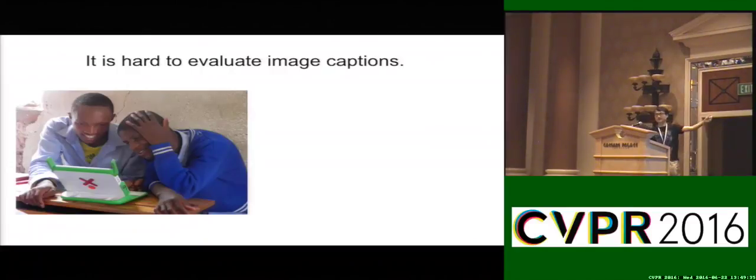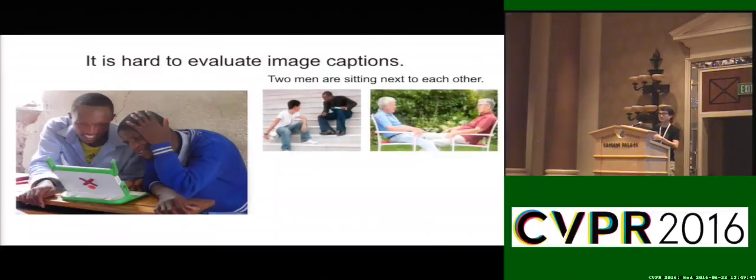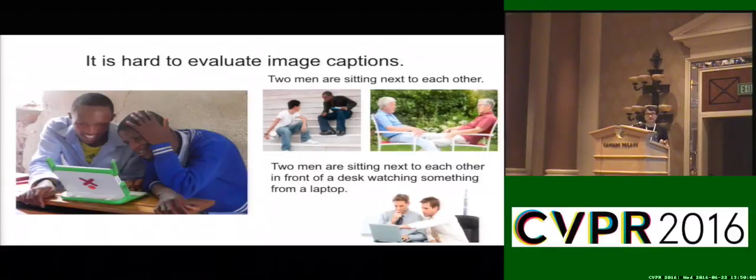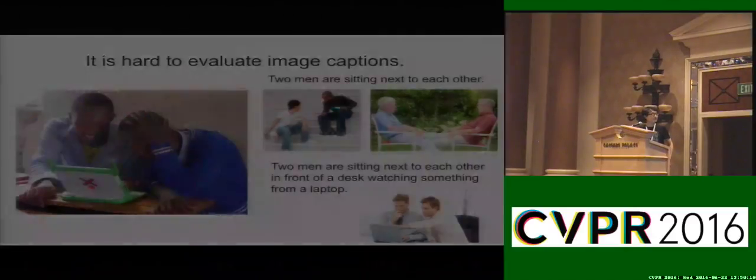So for example, for the image here, I can give a description like "two men sitting next to each other." This is a perfectly correct description, but many of you may think that it's too generic and can describe lots of images with totally different content. So what if we add more details? "Two men are sitting next to each other in front of a desk watching something from a laptop." But still it can describe tons of images with totally different contents. In fact, there are countless details in the images, and the image captioning task itself does not define to what level we should add these details into the sentences.